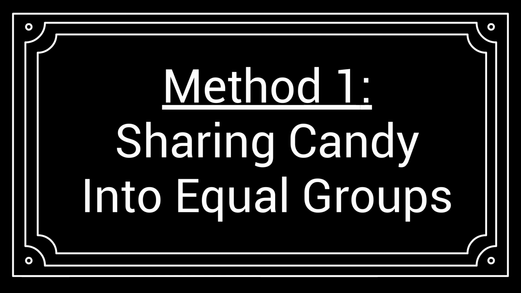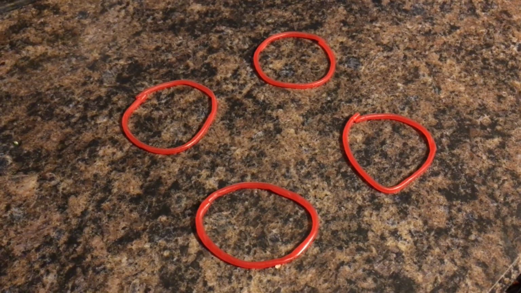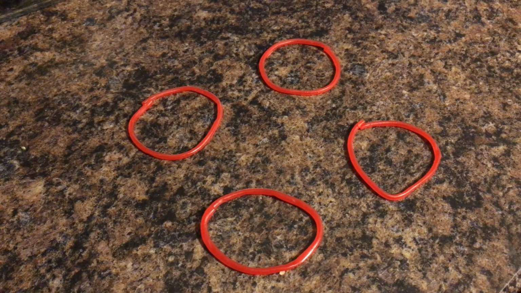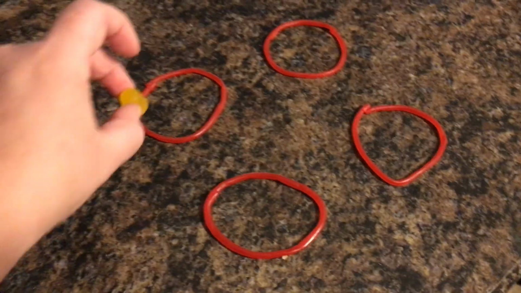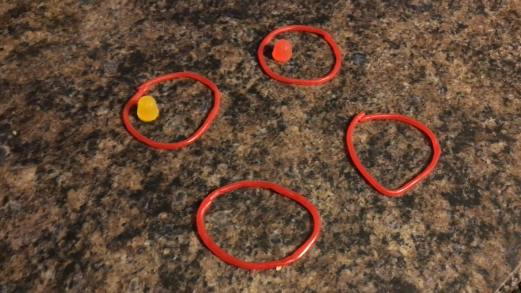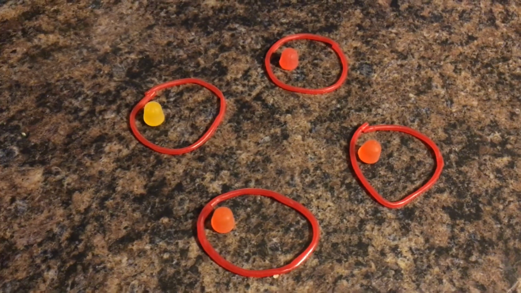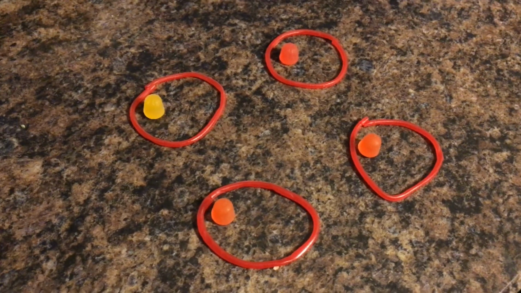When you think about putting your gumdrops into equal groups, there are 2 ways you can do this. Here's your first way. In this division problem, we have 4 groups. So now we're going to take the candy and put it inside of each circle, making sure that each circle gets the same amount of candy. So to do that, I'm going to give 1 gumdrop to that circle, another gumdrop to that circle, 1 to that circle, and 1 gumdrop to that circle. So each circle now has 1 gumdrop. Now I'm going to repeat that until all of my candy is gone.